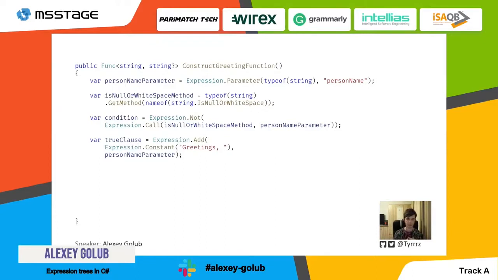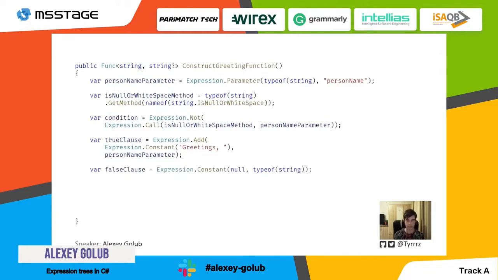But we also have the true clause, which is what happens if the condition evaluates to true. In that case, we want to take the greetings literal and combine it with another string, and we can use the Expression.Add operator to do this. And finally, for the false clause, all we have to do is return null, and to do that, we can also use Expression.Constant.